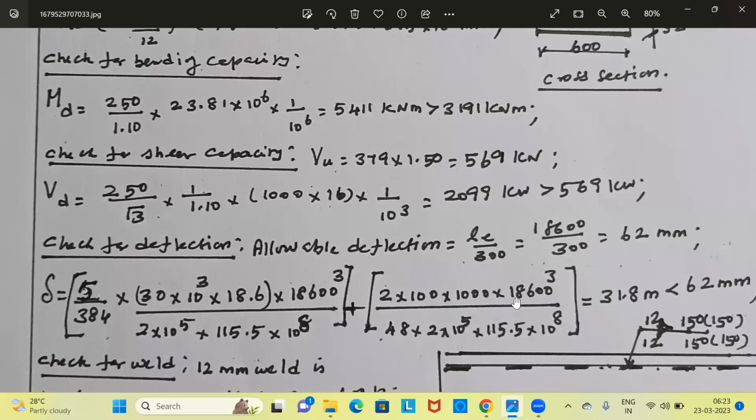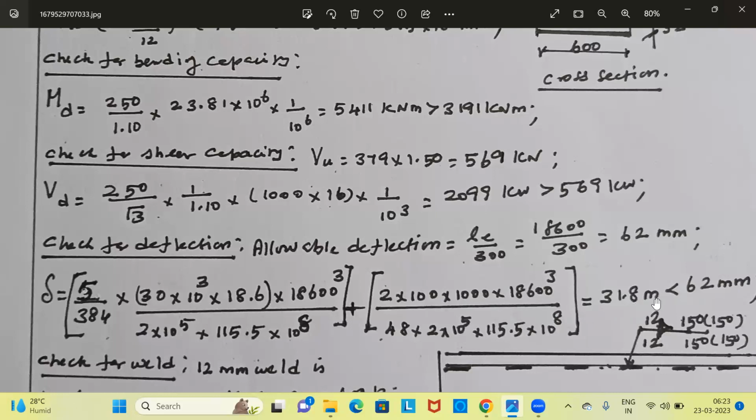The factor is L cube, that is 18,600 millimeter cubed. And what is the deflection factor? It is 1 by 48 EI. 48, E is 2 into 10 power 5, I is 115.5 into 10 power 8. This term gives the deflection due to point load. The total deflection is coming to 31.8 millimeter, which is less than 62 millimeter.